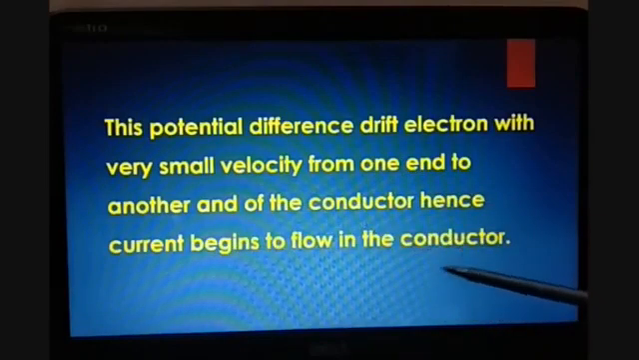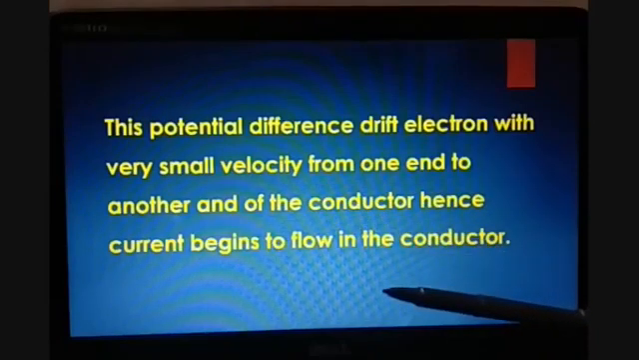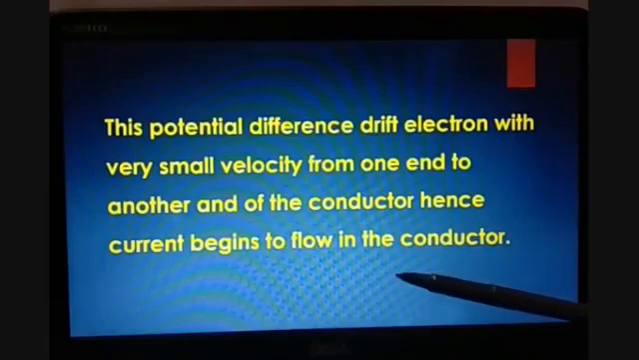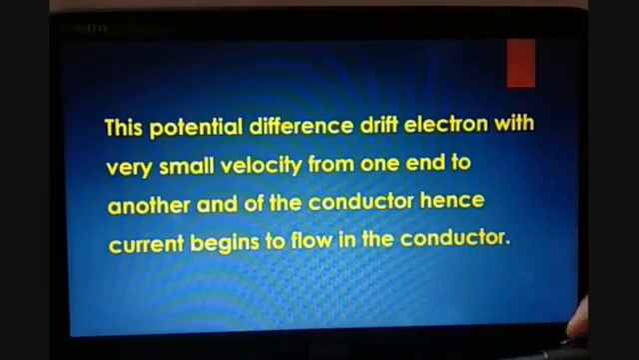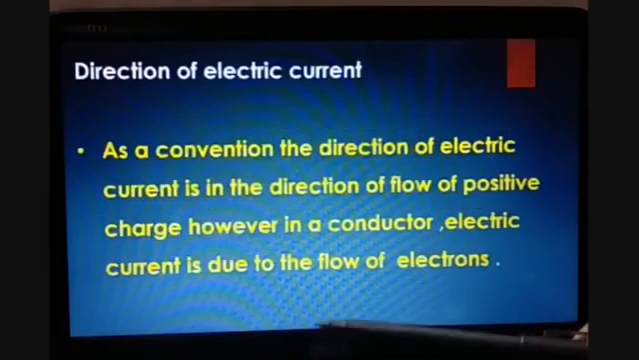So as I was showing you in the diagram, the random motion is diminished with the help of this potential difference, and the electrons start flowing in a particular direction, and hence there is conduction of charge in the conductor.